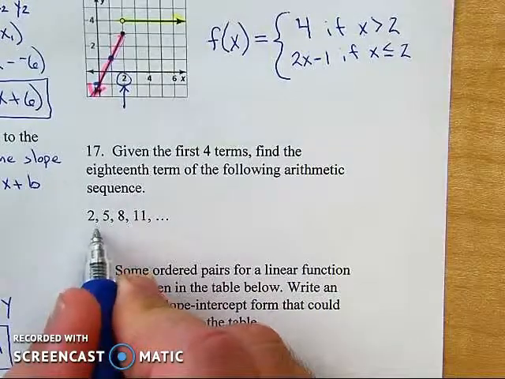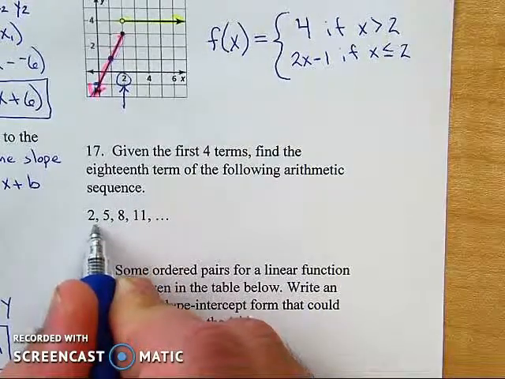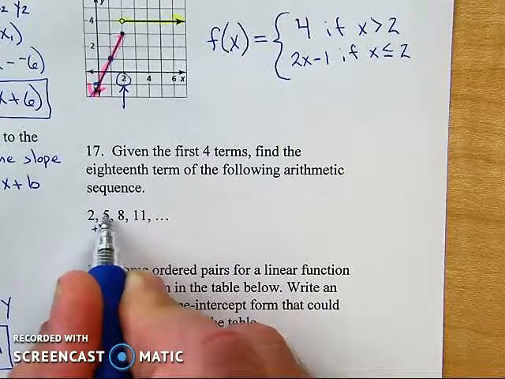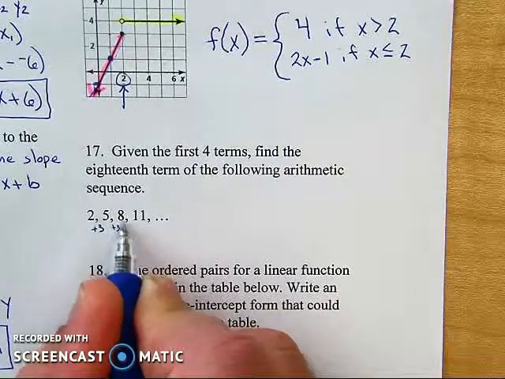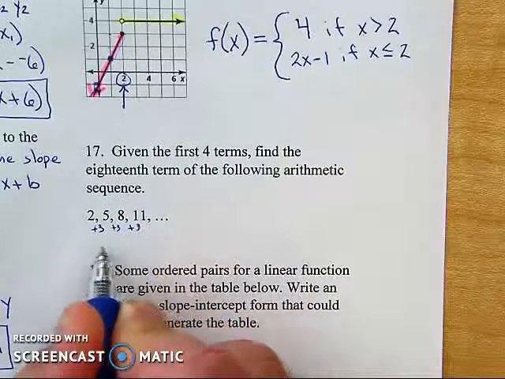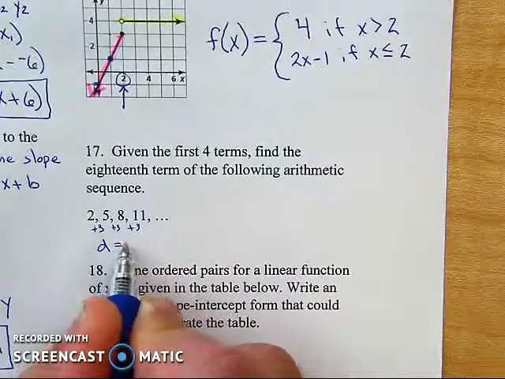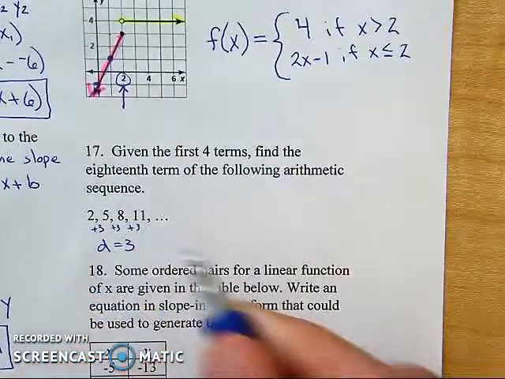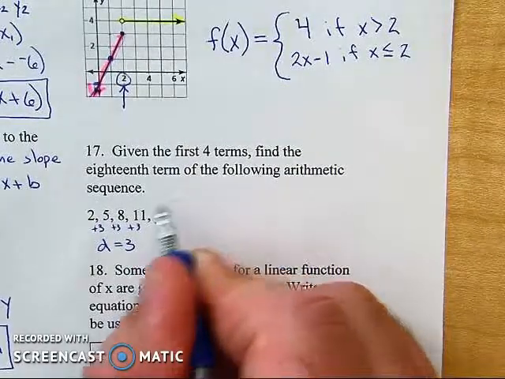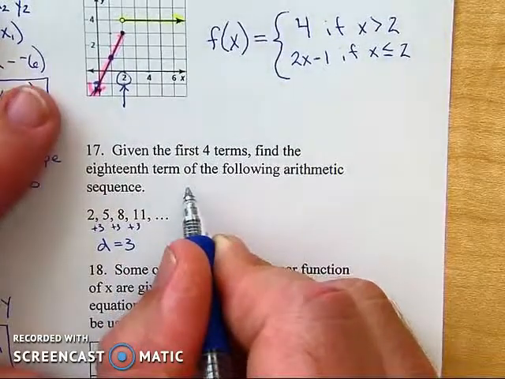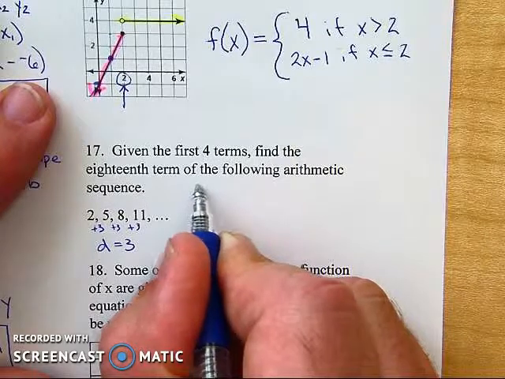So first off, you've got to look at here and you think 2 to 5. Oh, that appears to be going up by 3. 5 to 8, also 3. 8 to 11, also 3. So our common difference is 3. All right, so we're going to use a formula here instead of figuring out what all those numbers are. So I'm going to just write down that formula here.